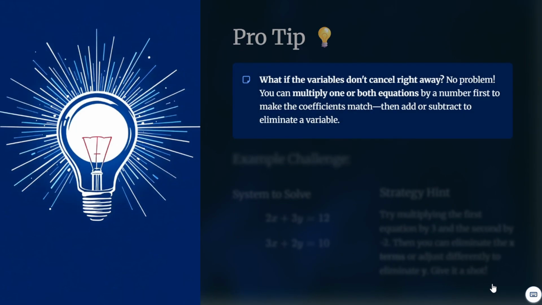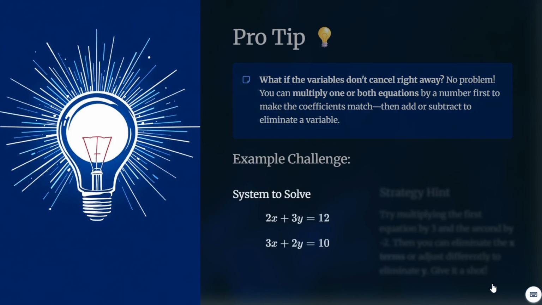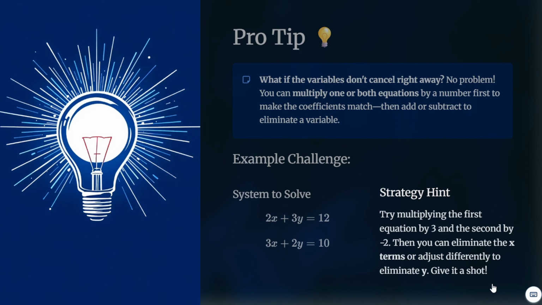But what if the variables don't cancel right away? That is no problem. You can multiply one or both equations by a number first to make the coefficients match, and then just add or subtract to eliminate a variable. For instance, if my system to solve is 2x plus 3y equals 12 and 3x plus 2y equals 10, I can try multiplying the first equation by 3 and the second equation by -2. Then you can eliminate the x terms, or you could always adjust differently to eliminate the y.